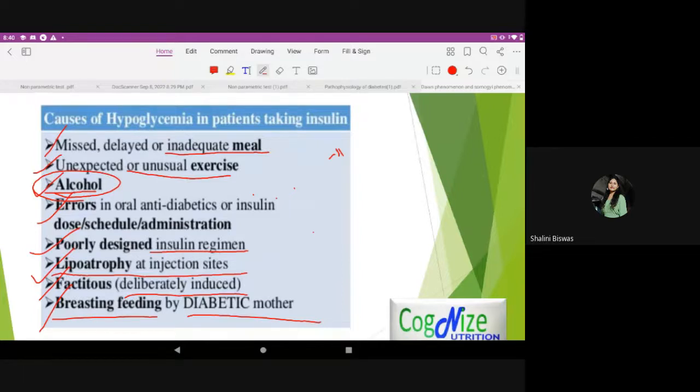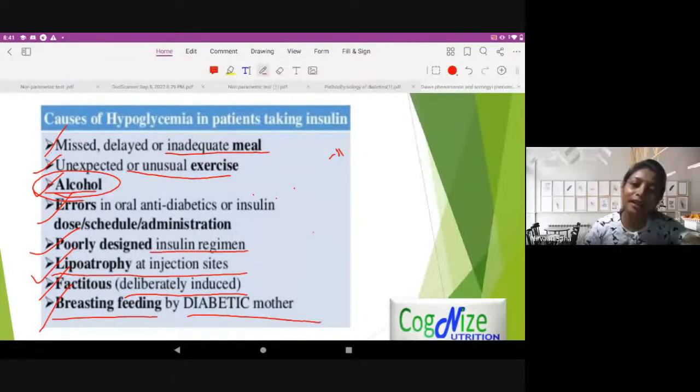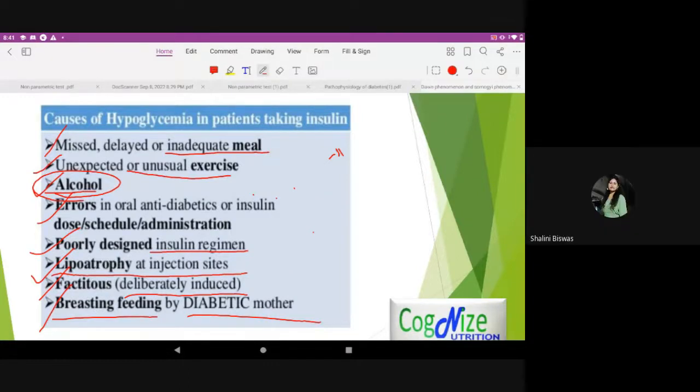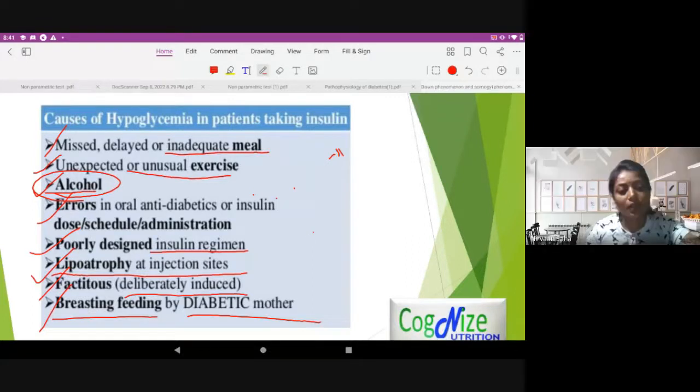I want to clear a doubt. Type 1 diabetes patients are more prone to develop the Somogyi effect because they depend on insulin and take insulin doses. But yes, both can develop the condition. Type 2 diabetes mellitus patients who take insulin are also vulnerable. Yes, they are also vulnerable. Those who take medication are also vulnerable.